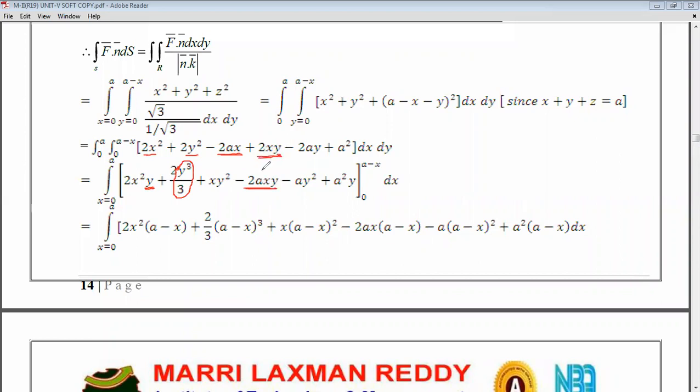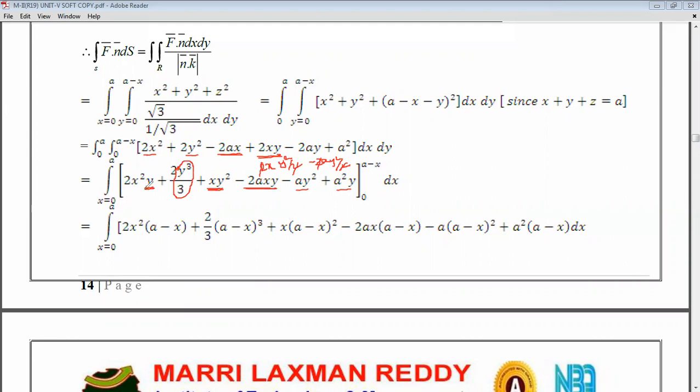So 2xy is nothing but 2x into, so y integration is y square by 2, the 2s both cancel. So that's why we wrote here xy square. And minus 2ay, so with respect to y only we are applying, so 2 cancels, minus ay square. And next plus a square constant, a square y, between the limits 0 to a minus x.